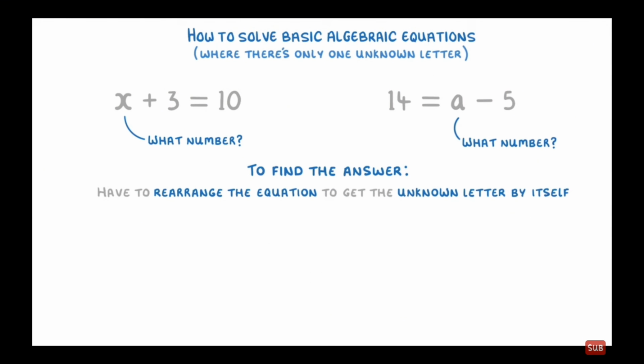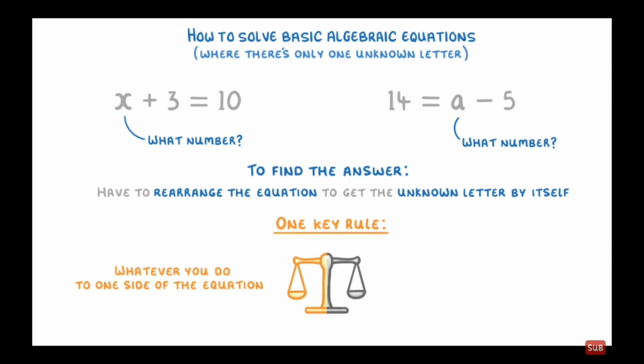Most of the time, though, the questions will be a bit trickier, and in order to find the answer, you'll have to rearrange the equation to get that unknown letter all by itself. Whenever you rearrange equations, though, there's one key rule that you have to remember, which is that whatever you do to one side of the equation, you have to do to the other side of the equation as well. If you don't do this, then the two sides won't actually be equal to each other anymore, and the equation won't be correct.